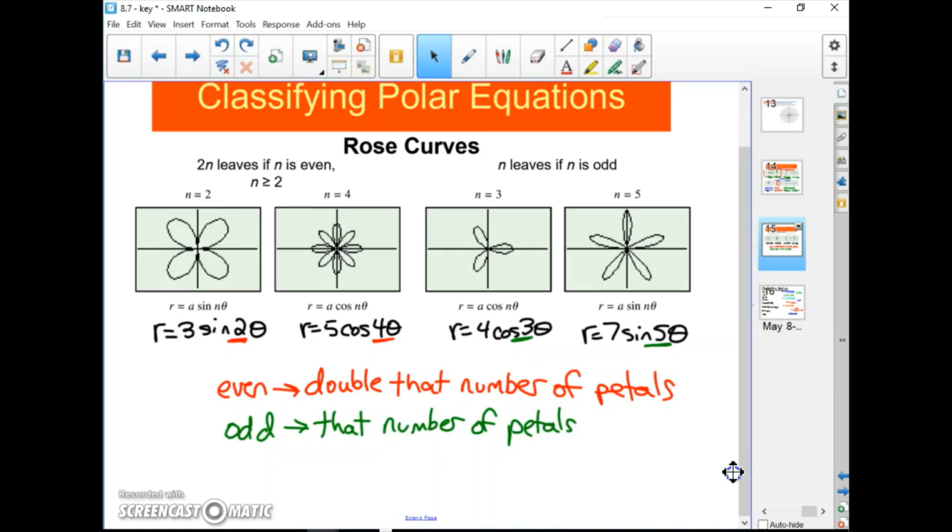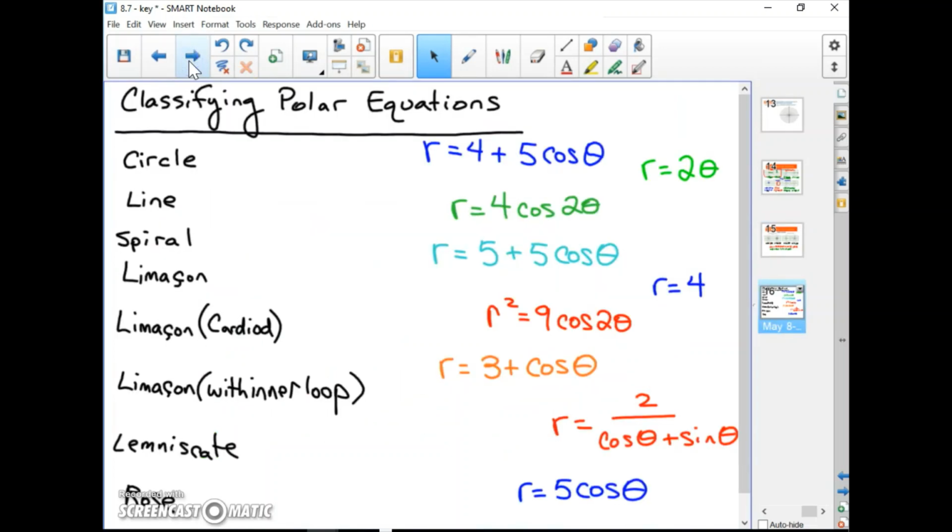So it really, really helps to be able to classify these things. Just know what you're looking at before you even start. So some quick examples. Let's try to match them up. You've got circles, lines, spiral, limaçon, cardioid, limaçon with inner loop, and roses.